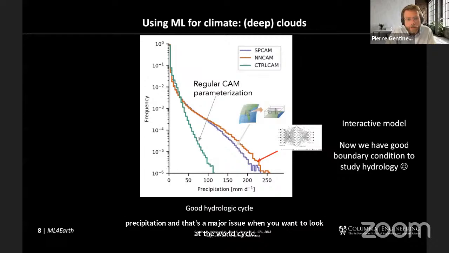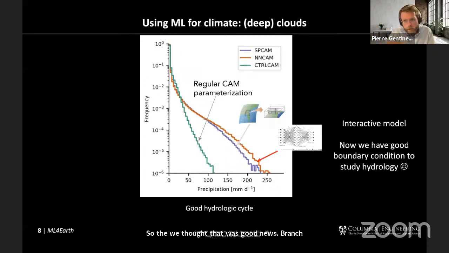Yeah, so we thought that was good news. We're actually excited. We also looked at wave propagations. We were really excited, and then the issues started.